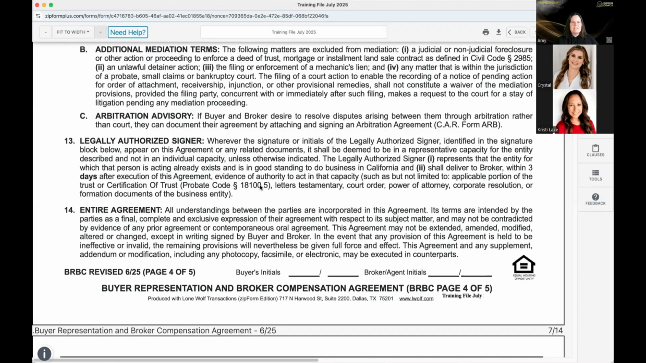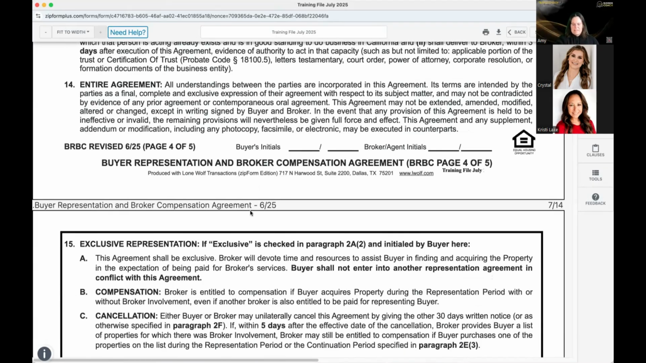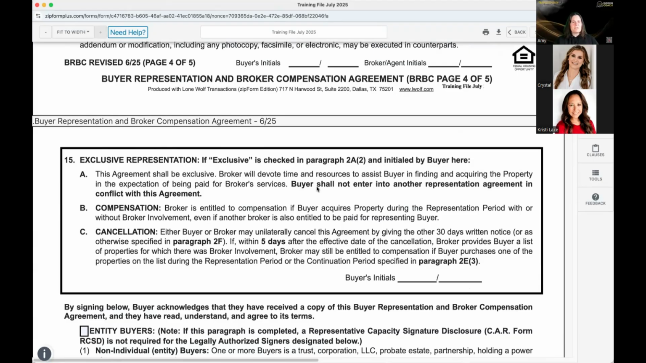Okay. And then entire agreement. Okay. Let's see. We talked about that. Down here to the bottom, if it is exclusive representation, buyers need to initial here as well, because you can't enter into another representation agreement during the exclusive time. Broker is entitled to compensation if buyer acquires property during the representation period with or without broker involvement. Okay, remember, with or without, even if another broker is entitled to be paid for representing buyer.